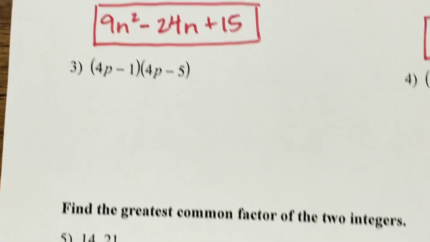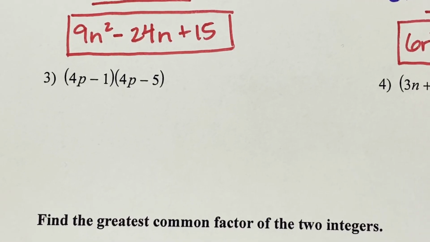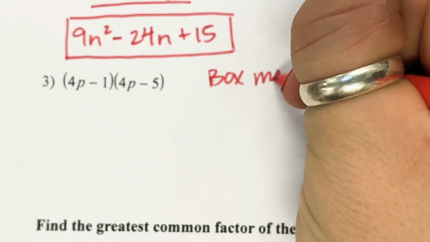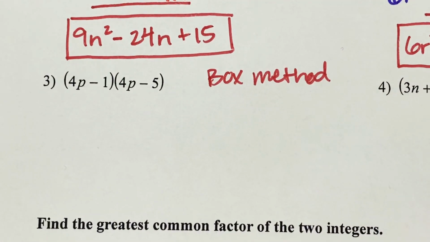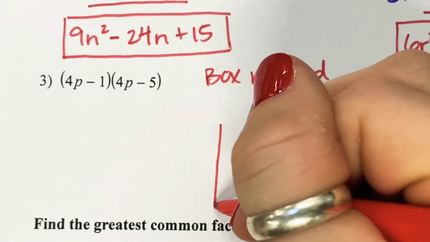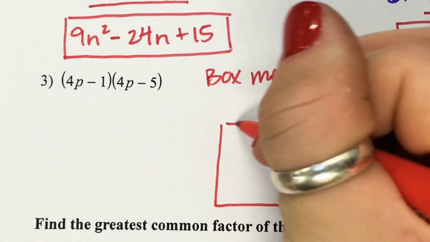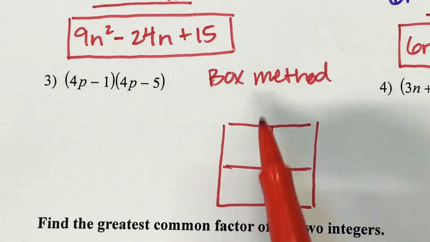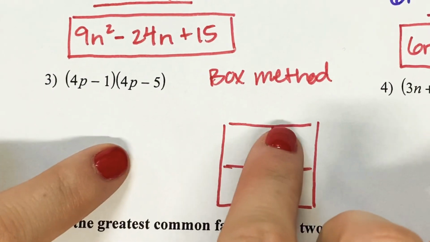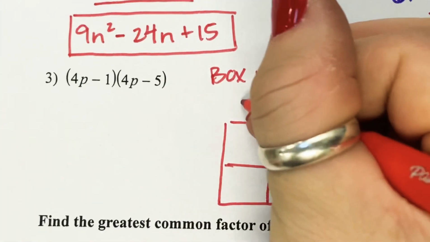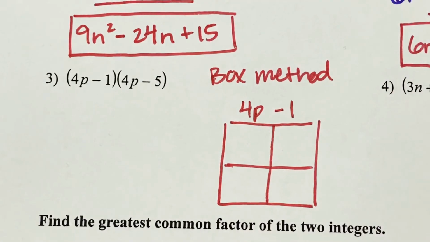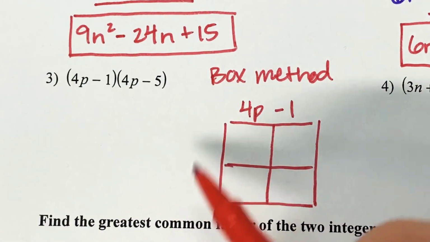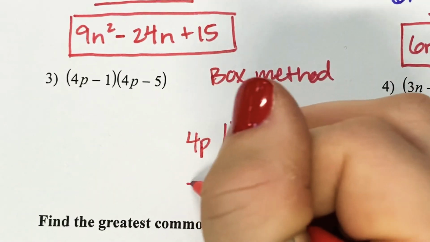Okay, so if you guys remember, FOIL was not the only method we used. We also used the box method. So let's go ahead and use the box method for number 3. We're going to draw our box here with 4 squares in it. On top, I'm going to take my first binomial and put it on top, so I have 4p minus 1 on top. And I'm going to take my second binomial and put it down the side, 4p minus 5.